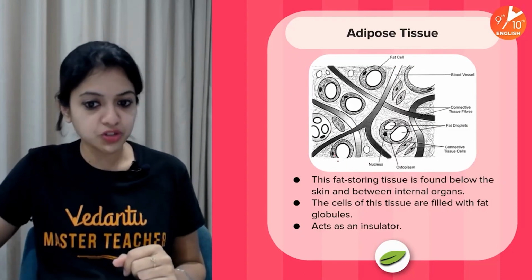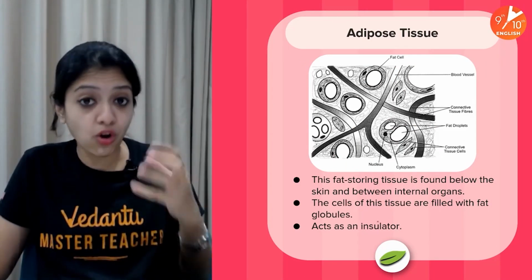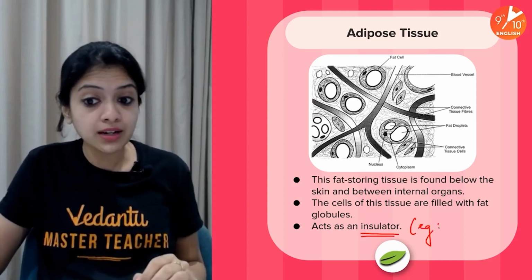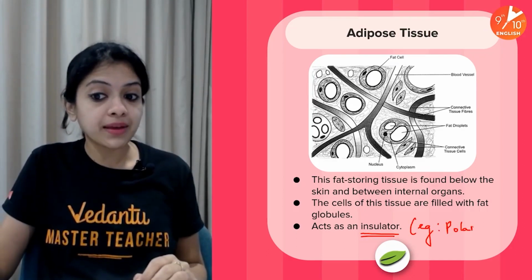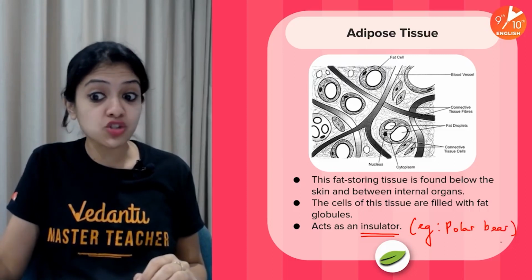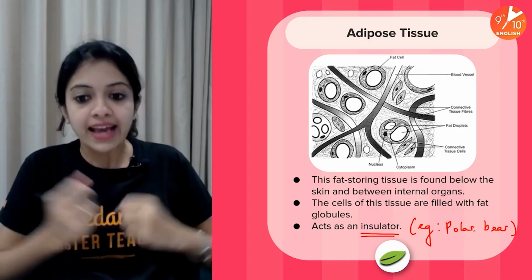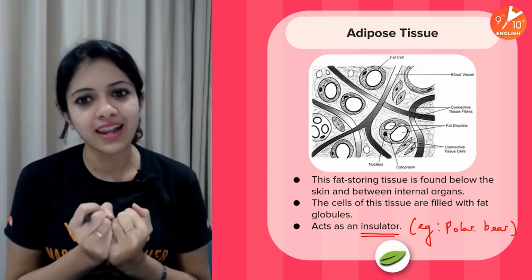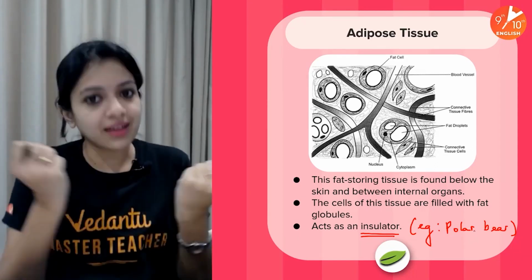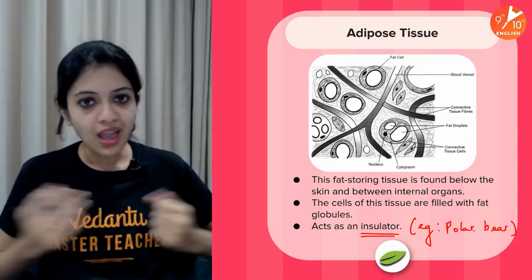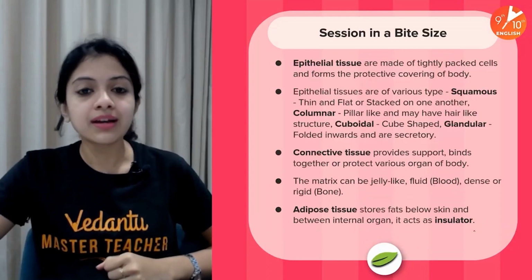The fat storing tissue, and because of the fat storage, it acts as an insulator. Again, think about the polar bear. How come it's able to survive in such extreme cold temperatures without any sort of jackets? It is because it's got very, very thick layers of adipose tissue to keep that insulation within the body and keep it warm. All right, so that is about adipose tissue.